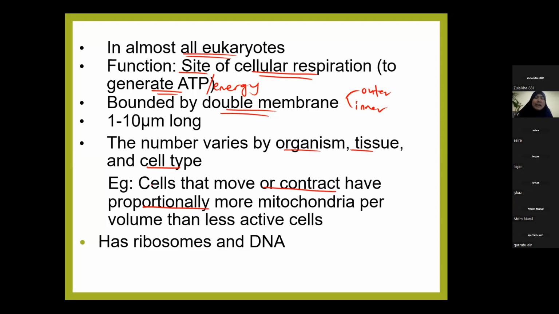So contohnya muscle kita, muscle sangat perlu nak kecut-kecut, nak contract muscle kita, perlu banyak tenaga. So dalam muscle sangat banyak mitochondria. Okay, right. So mitochondria also has ribosome and DNA. Kat mana jumpa ribosome dengan DNA ni? Dekat dia punya matrix. Okay, matrix of mitochondria. Alright? Okay.